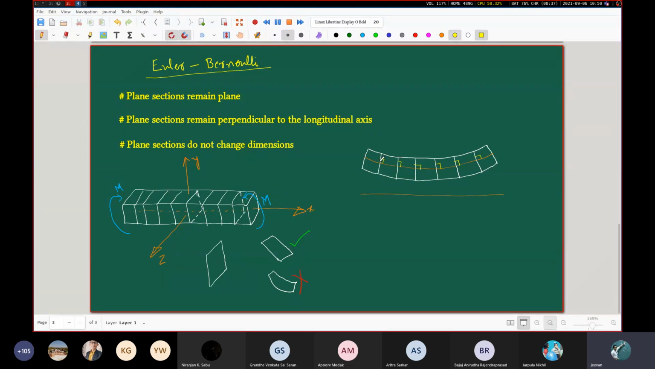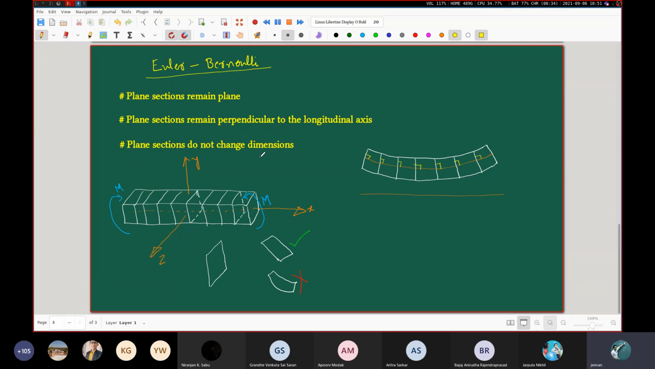And when I keep on saying plane sections, I mean the plane sections which are parallel to the YZ plane. Okay, these are the plane sections we are talking about. Okay, the ones parallel to the YZ plane. So these plane sections, before the deformation has taken place, are perpendicular to the XZ plane. And even after the deformation has taken place, they remain perpendicular to it. Okay, and the final simplifying assumption: plane sections do not change dimensions.